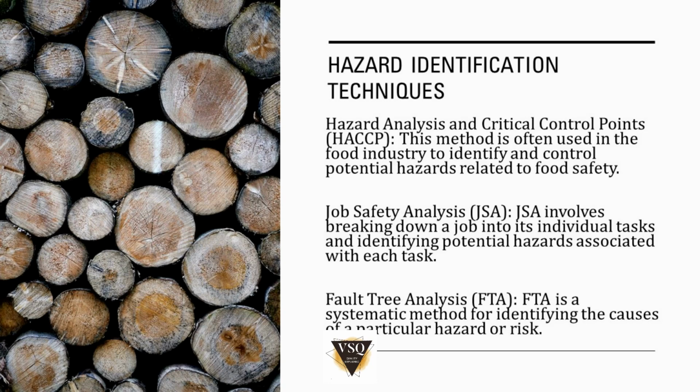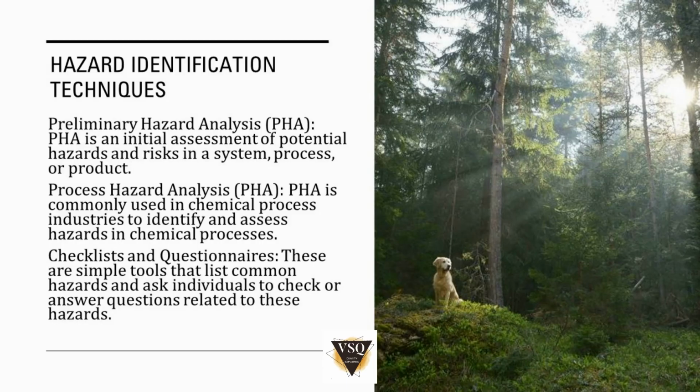FTA is a systematic method for identifying the causes of a particular hazard or risk. Preliminary hazard analysis, PHA. PHA is an initial assessment of potential hazards and risks in a system, process, or product. Process hazard analysis, PHA. PHA is commonly used in chemical process industries to identify and assess hazards in chemical processes.